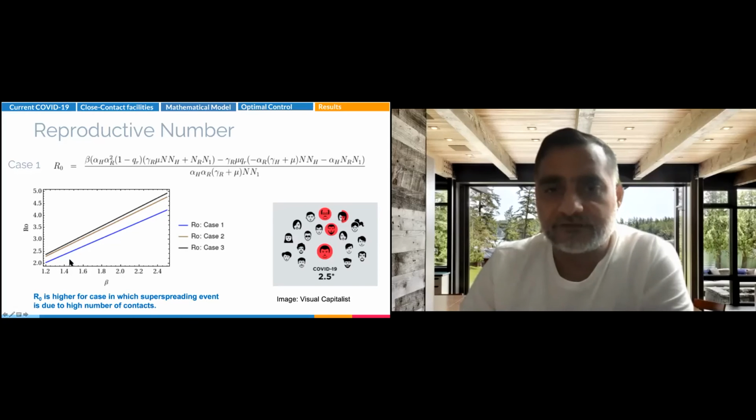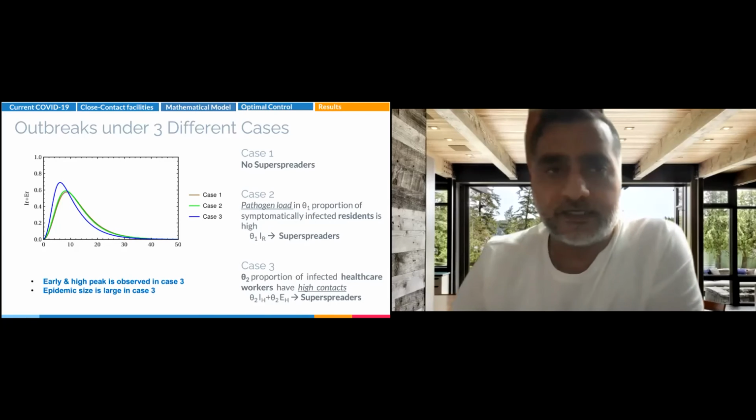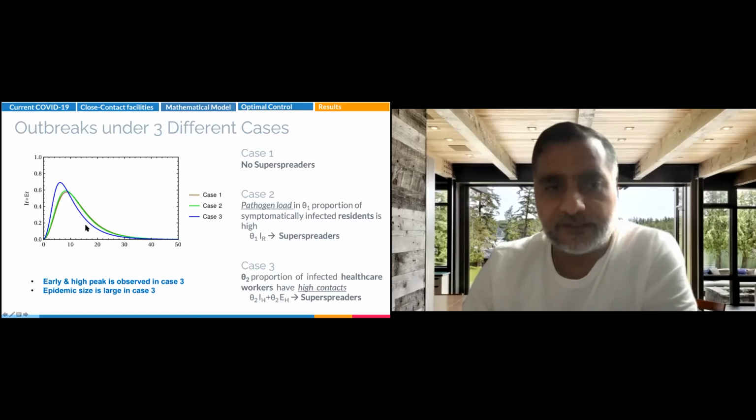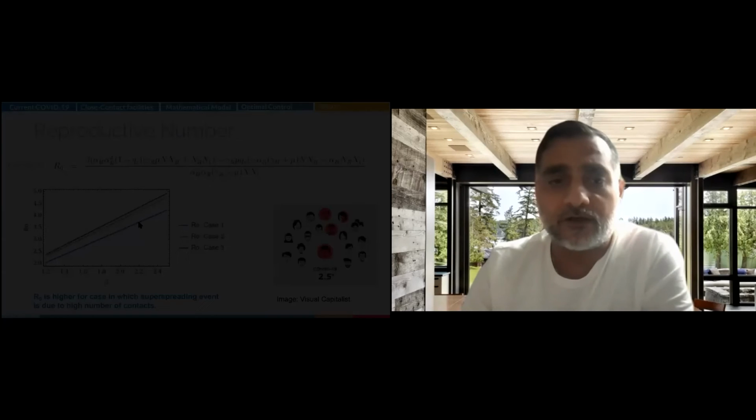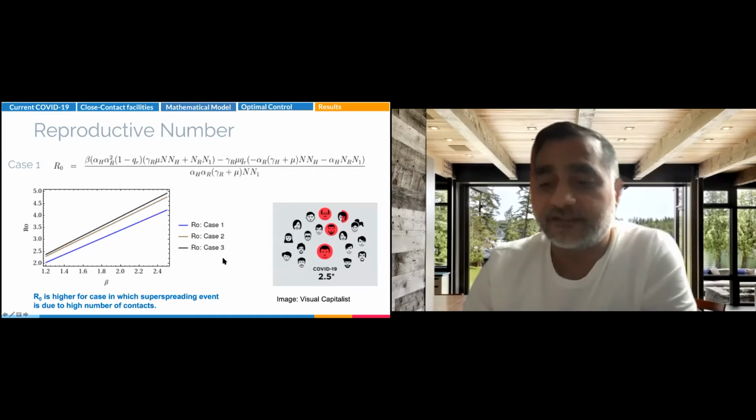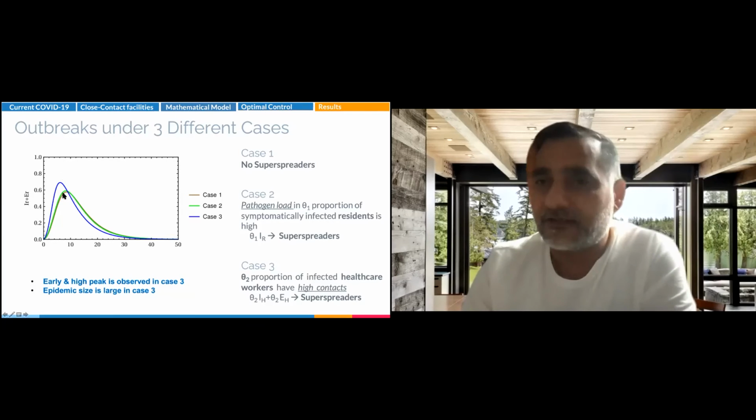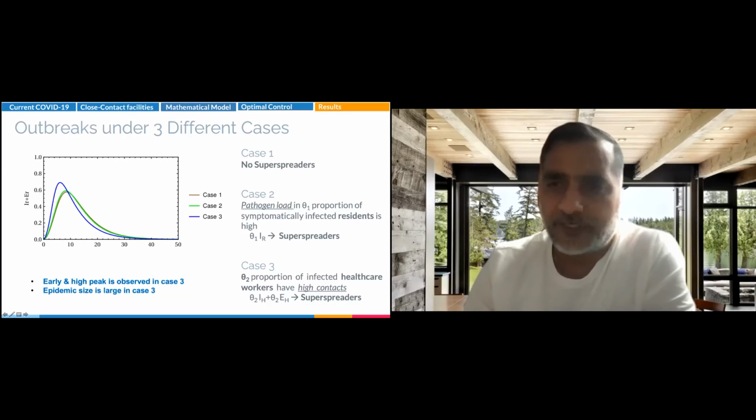And the bottom one was without having any super spreading event. When we compared the outbreak size, it turns out that the blue, which is having a super spreading event with the high number of contacts, had an early peak and a high peak as compared to the other two cases. Which was expected because the R naught was showing to be much higher for case three, so it was expected to have quick and higher peaks in that case. But it was not that trivial from looking at the model what would be the case.